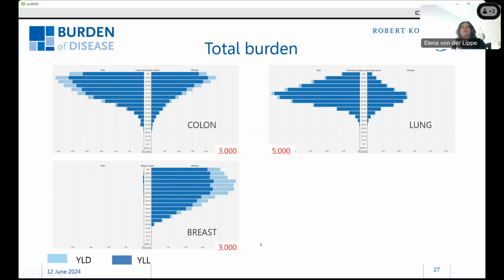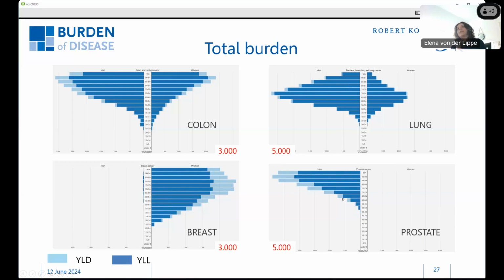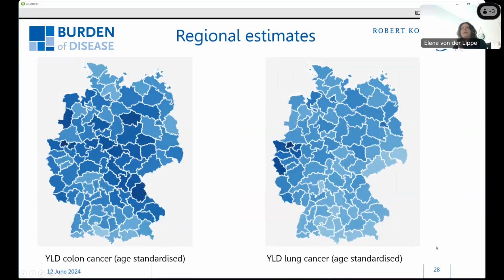The burden. Totally different picture for the breast cancer. We have very few cases for the men, so I'm not talking about them. But we have, with age, also increasing cases, but luckily a little bit more YLD part than mortality. And compared to this, the prostate occurs a little bit later in the age and also has a higher morbidity part. We also had, as I mentioned, our regional estimates.